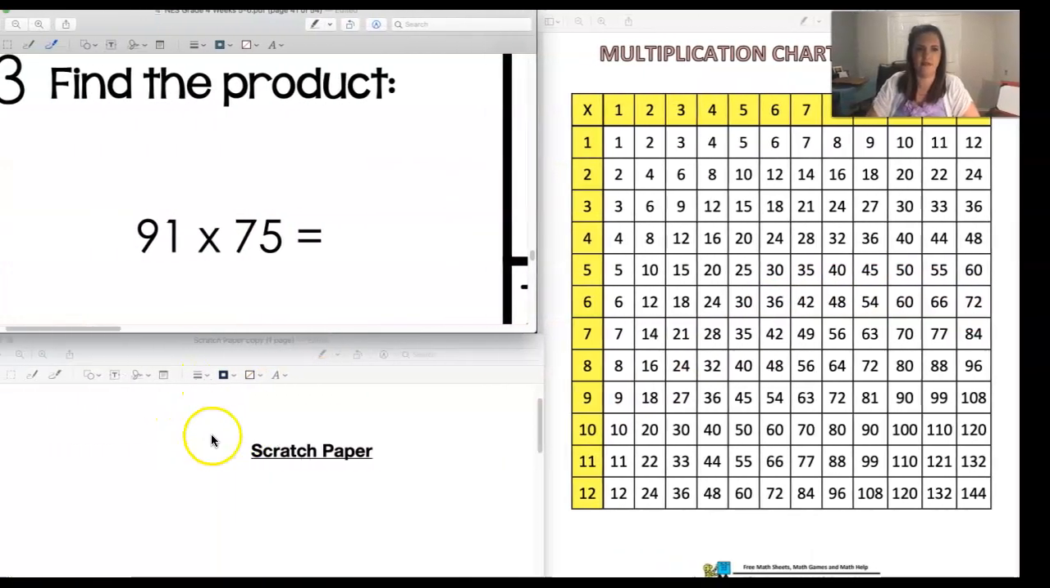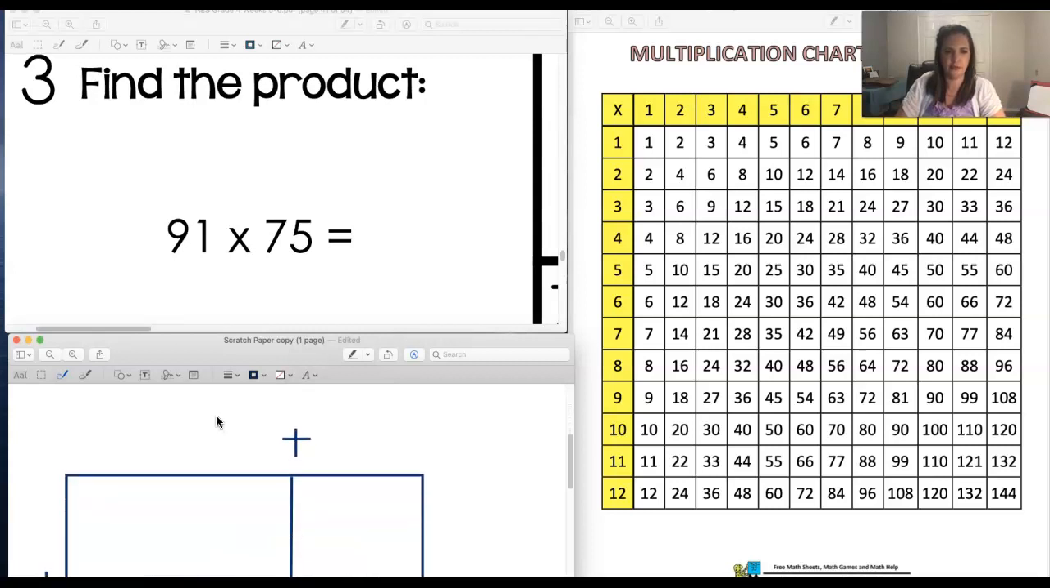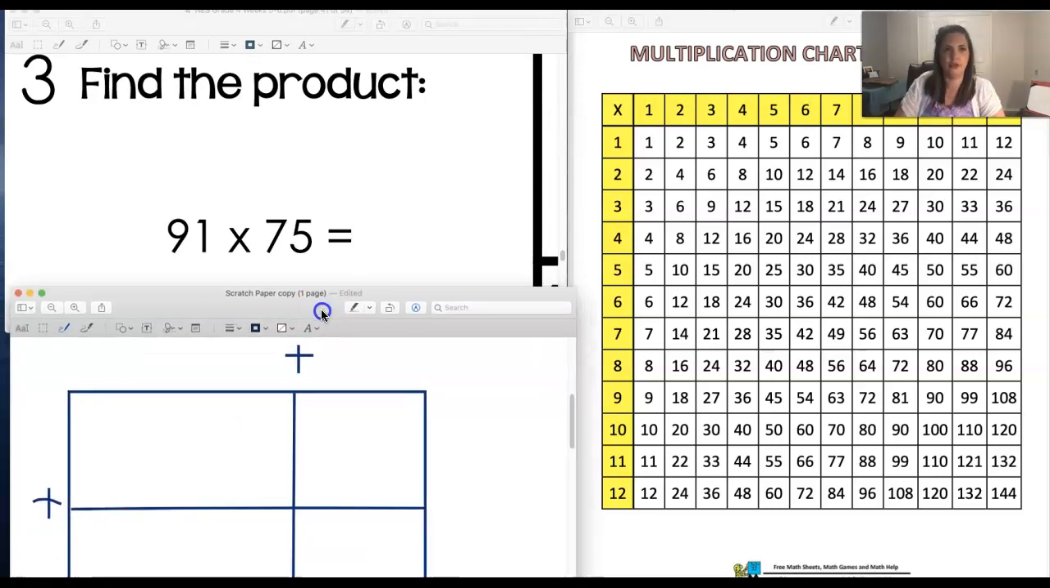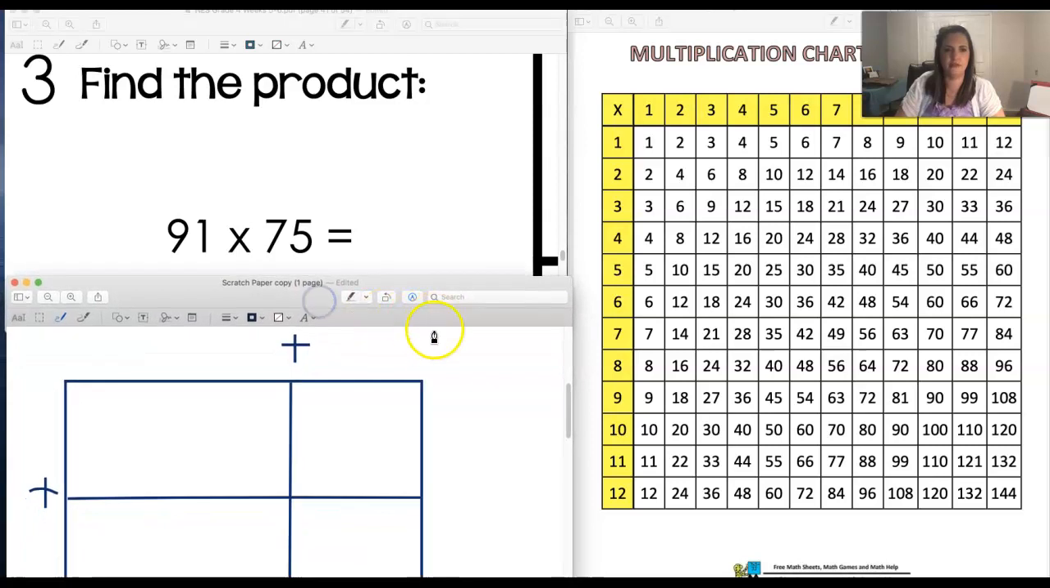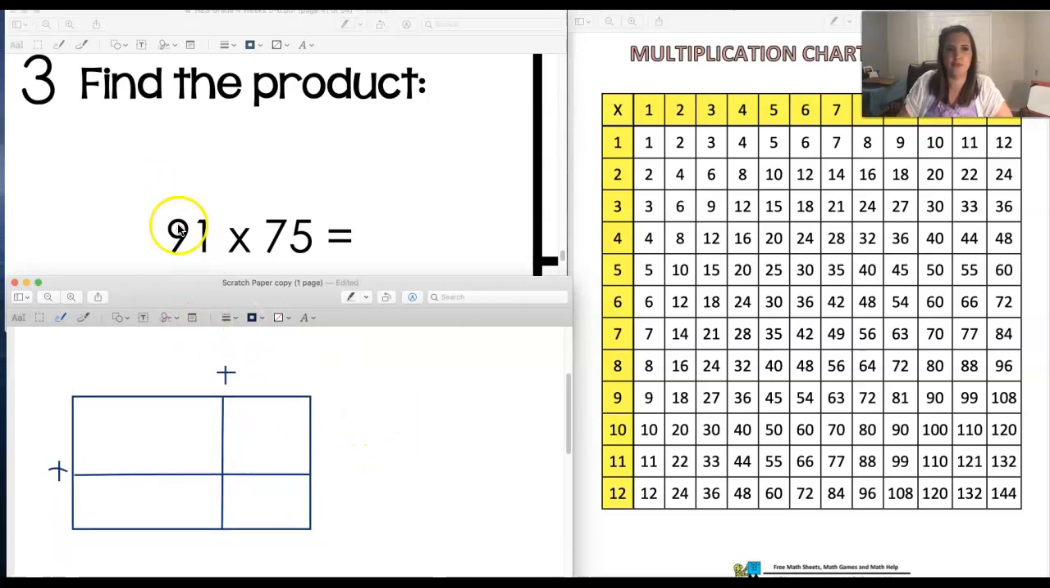91 times 75. I'm going to go to my area model and I'm using some scratch paper and I'm going to solve 91 times 75. Remember that when I'm doing this, I have to break these numbers into expanded form. 91, I'm going to look at the 9 first. This 9 really means 9 tens or 90. Then looking at the 1 just simply means 1.